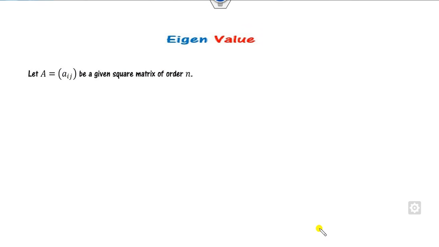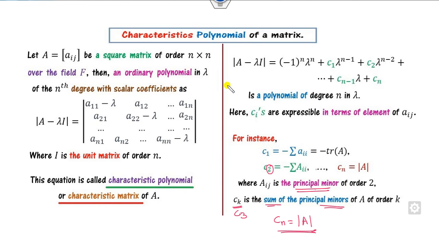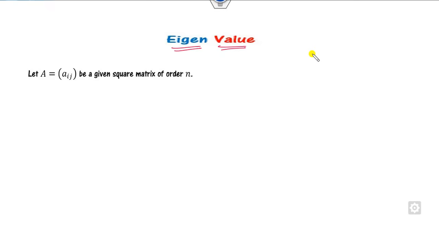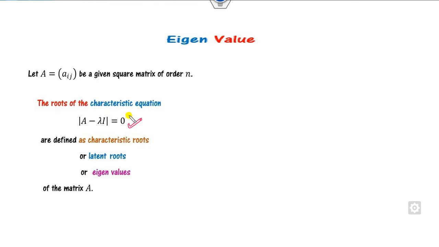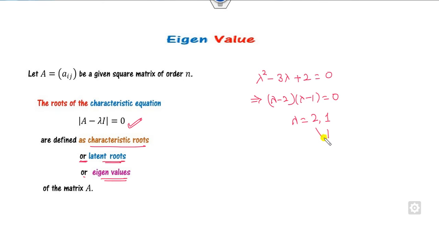We will explain this in a couple of examples as well. Now, how can you define the eigenvalues? Once you expand this determinant, this is the nth degree polynomial. The roots of this characteristic equation are called the characteristic roots, or latent roots, or eigenvalues. For example, if you have this equation, can you find its roots? You can clearly say these are my roots, that is 2 and 1. So these are called the characteristic roots, or you can call them the eigenvalues of this problem.